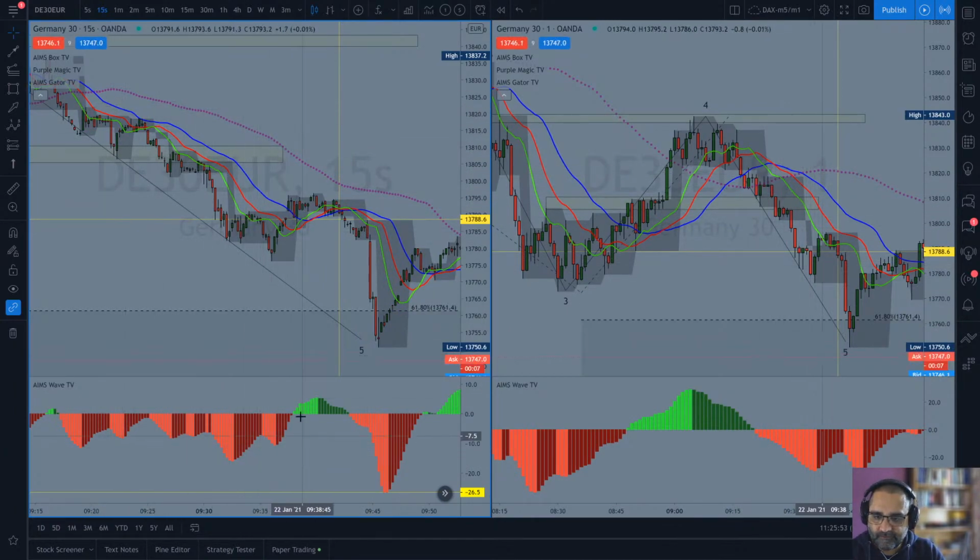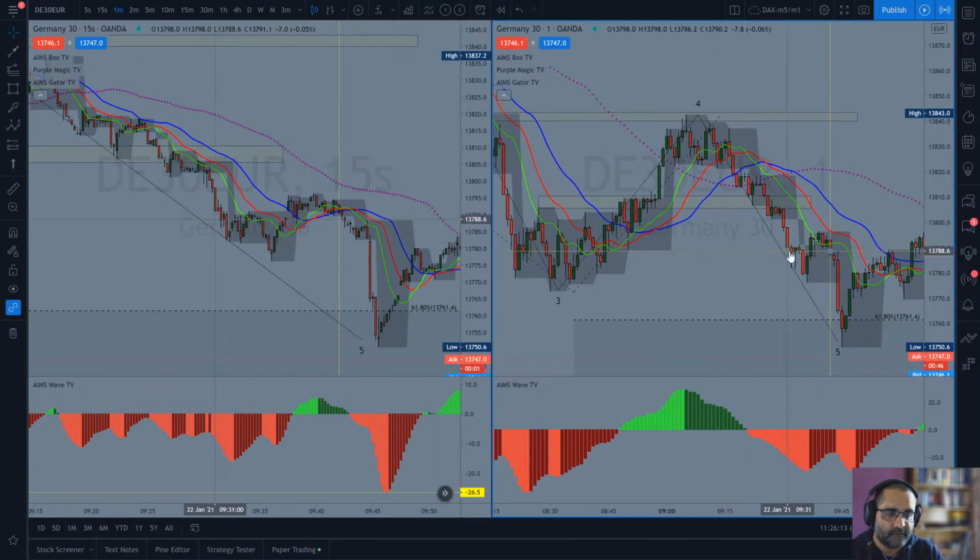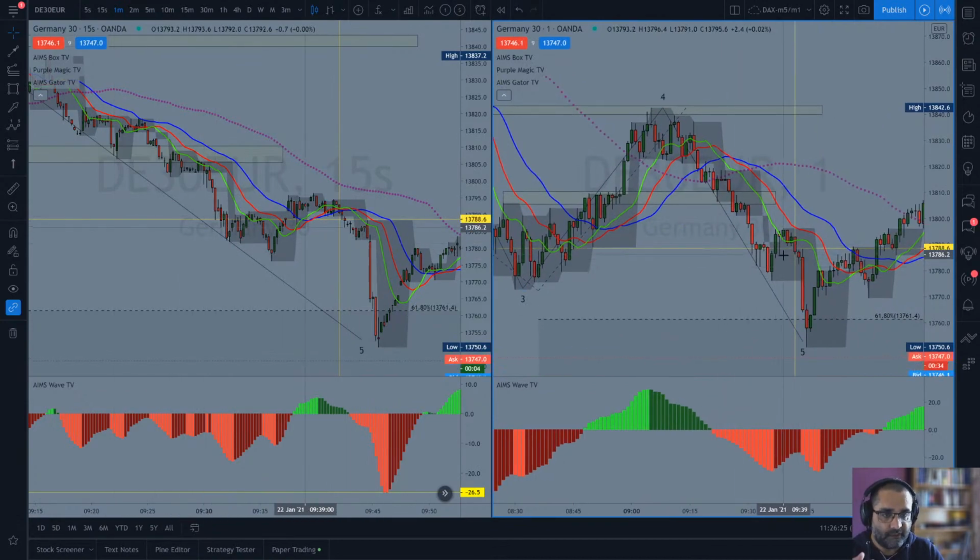You have a 3 down, the gator sleeps, purple is nicely hanging above it like a cloud, and you go short here and you have your add-on here, and bang, it goes. Within 1 minute, your target is hit. If you trade the 15-second chart, this would be your setup. If you trade the 1-minute chart and you trade the pullbacks, then it would be this one. So you can either take the pullback over here, and if you want confirmation, if you're more comfortable with setup 1, check it on the 15-second chart. If you don't have a 15-second chart, just get used to this pattern.